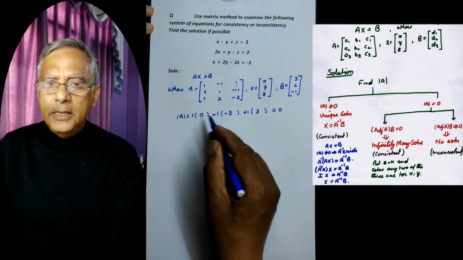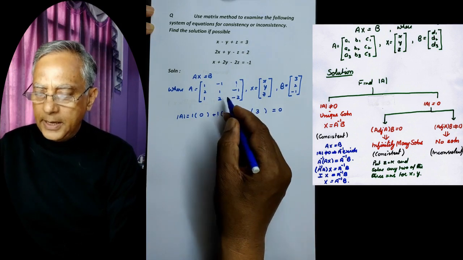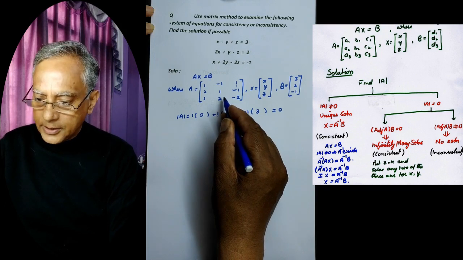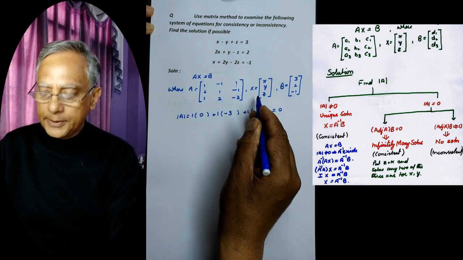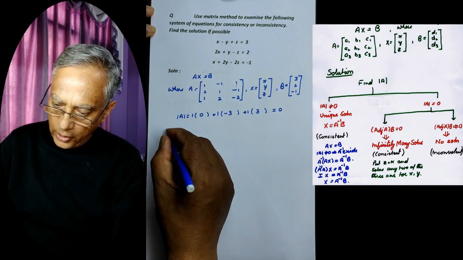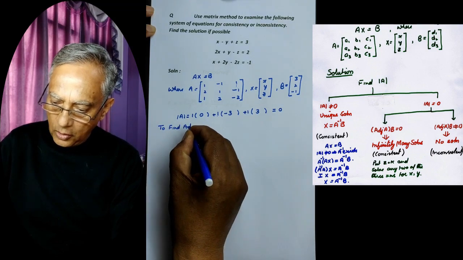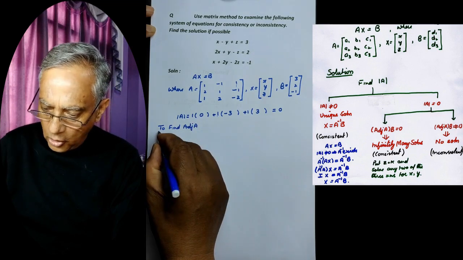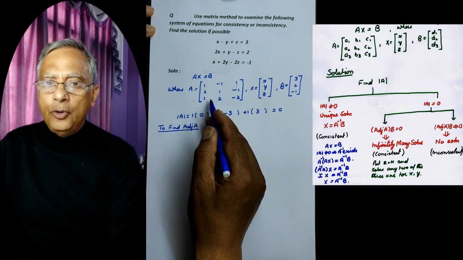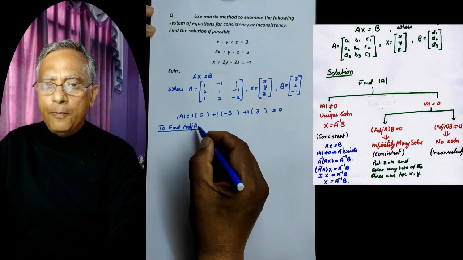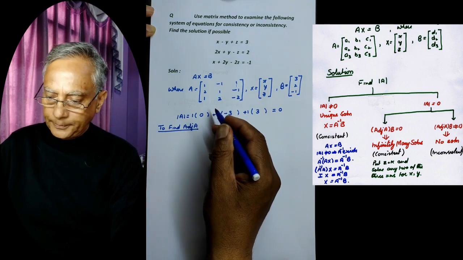Therefore, determinant of A is 0. Therefore, the system will not have a unique solution. It may have either no solution or infinitely many solutions. So we find adjoint of A. If adjoint of A into B comes out to be non-zero, then the system will have no solution. And if adjoint of A into B is 0, the system will have infinitely many solutions.